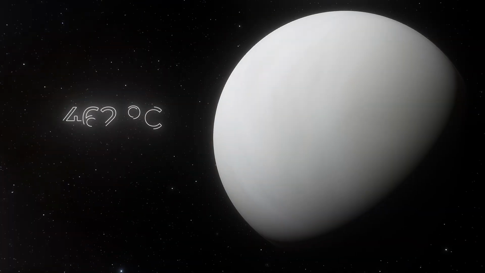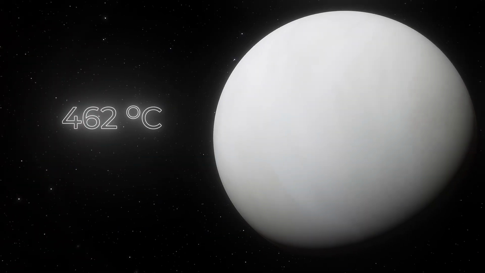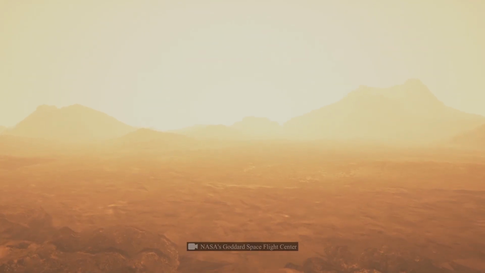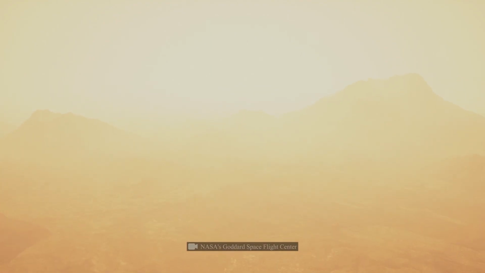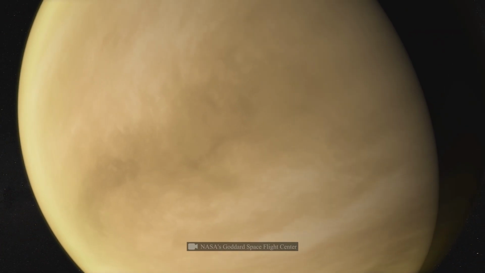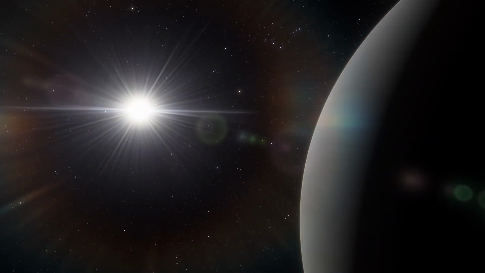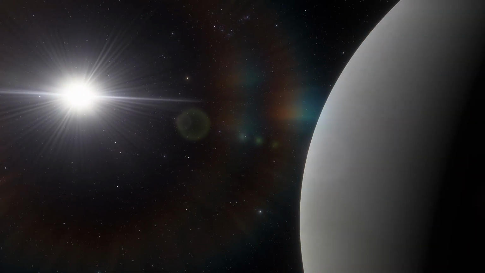Here, it's 462 degrees Celsius. That's 863 Fahrenheit. The sky is orange, like Fanta. And because of its special rotation, the sun rises in the west and sets in the east. Its large number of clouds makes the day on Venus look like an endless twilight. So it's unlikely someone would be able to enjoy the view of the sun from here.